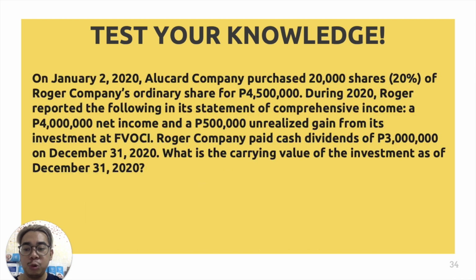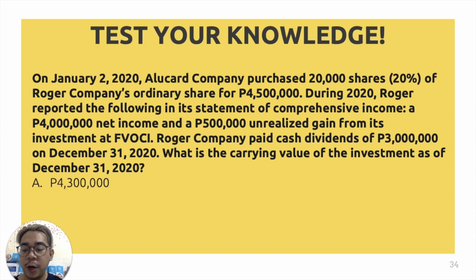And question number 2, on January 2, 2020, Alucard Company purchased 20,000 shares, 20% of Roger Company's ordinary share for 4,500,000. During 2020, Roger reported the following in its statement of comprehensive income: a 4 million net income and a 500,000 unrealized gain from its investment at FVOCI. Roger Company paid cash dividends of 3 million on December 31, 2020. What is the carrying value of the investment as of December 31, 2020?